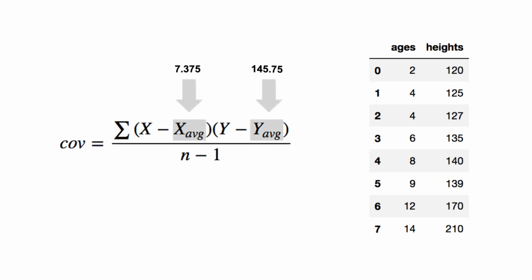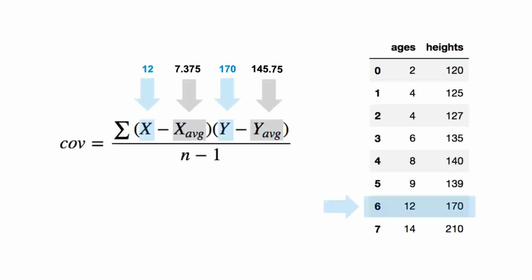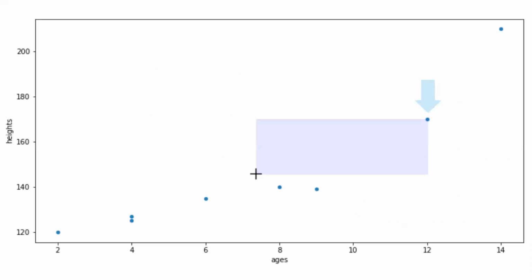I'll illustrate that. This is the average of the heights and the average of the ages, all right? That little cross in the middle. If we take a particular kid, let's take this kid number 6. He's 12, he's 1.70 meters. So his age is bigger than the average. His height is also bigger than the average. So as you can see, the sign of that will be positive, right? So if we plot it here, it's like this blue square.